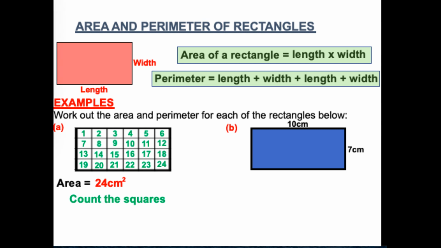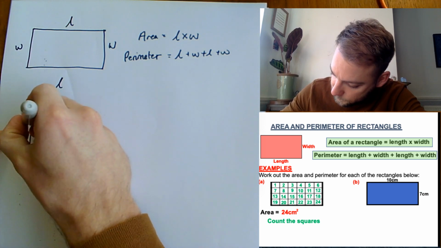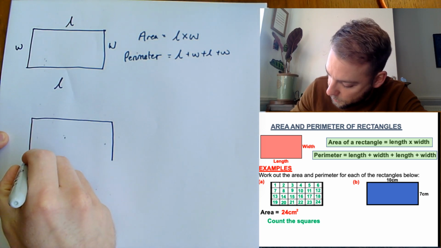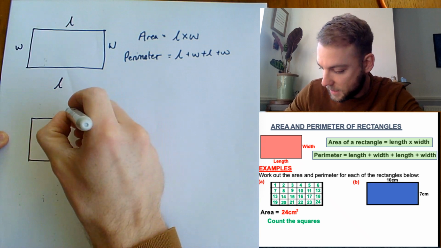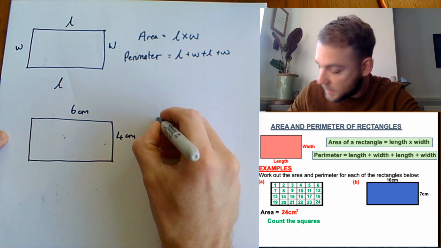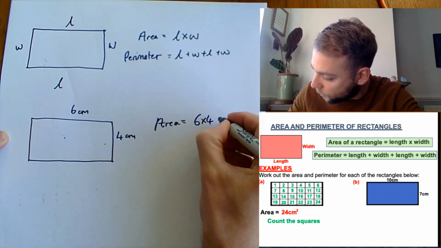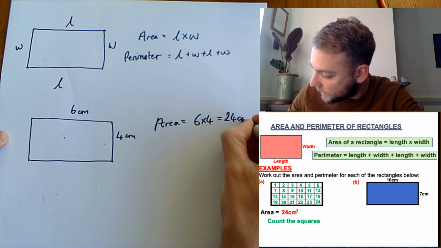However, the other way of doing it, if you do not have squares, is to think about the length times by the width. So in this case, it's going to be 6 centimetres, it's going to be 4 centimetres. So the area of this is equal to 6 times by 4, which again is equal to the 24 centimetres squared.